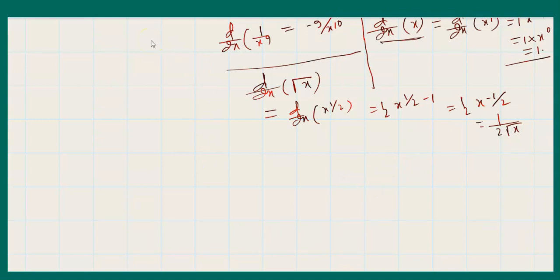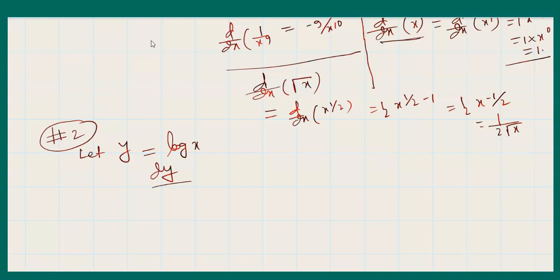Now let us learn the formula where log is involved. Formula number 2 we learn in this manner. If y equal to log x, then dy by dx is 1 by x. That is, the rate of change of log x with respect to x will be 1 by x. Alright.